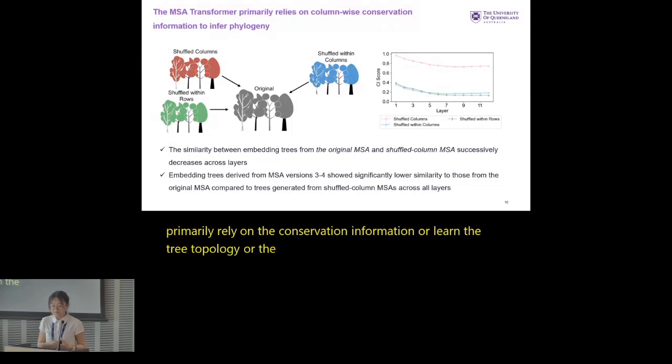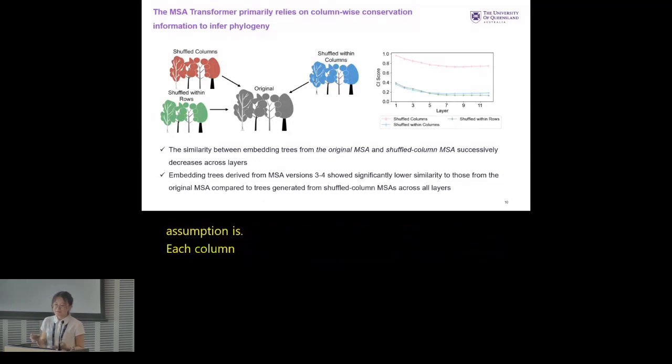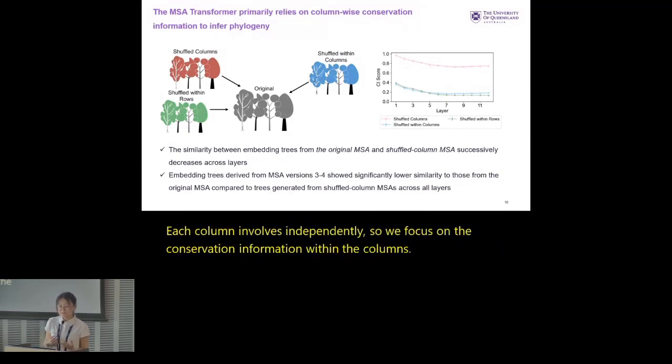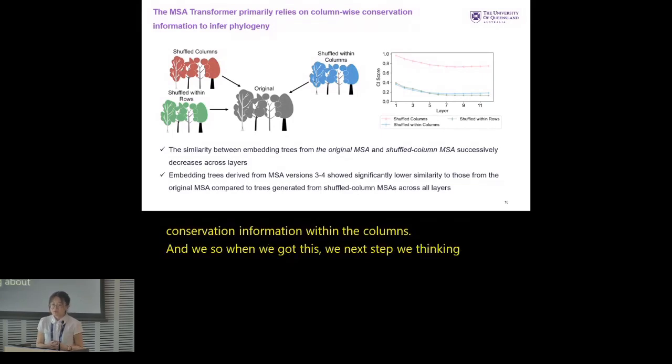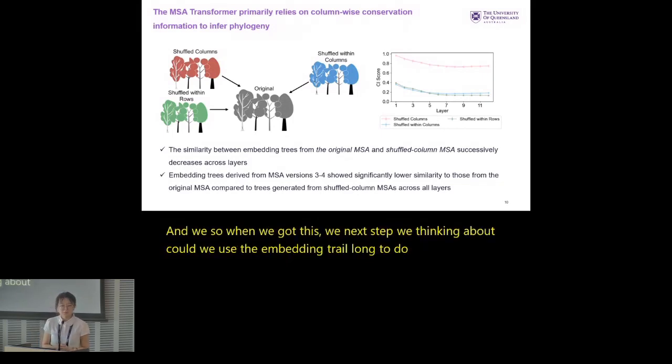You may know this way is actually very like how we construct trees and do phylogenetic research, because our assumption is each column evolves independently. So we focus on the conservation information within the columns. When we got this, the next step we thought about was, could we use the embedding tree alone to do some phylogenetic research? So here we show one of the case studies.